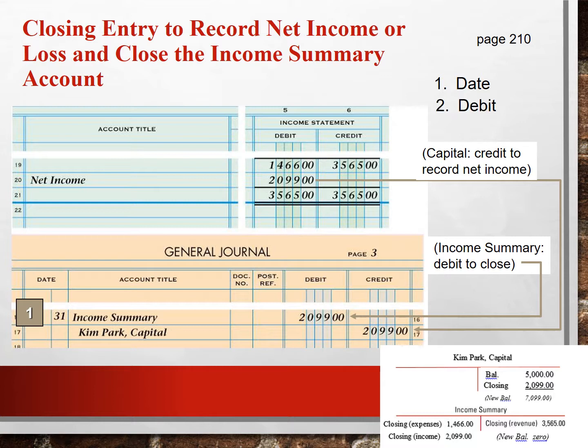This amount is taken off the worksheet under the line called net income. Again, since net income increases the capital account, we will credit our capital by the same amount, $2,099. If you look at the T accounts at the bottom, you are going to see that we have transferred the net income into the capital account, increasing the ending capital balance to $7,099.